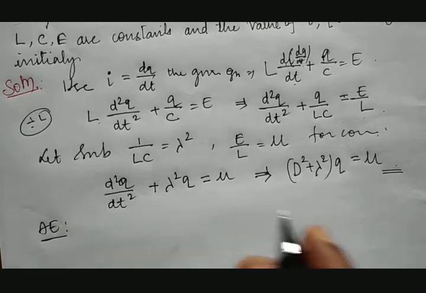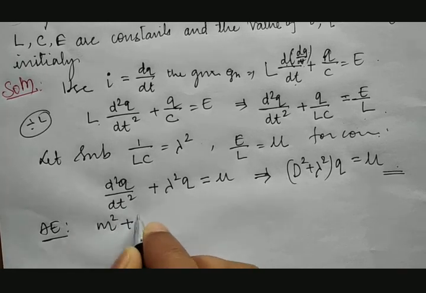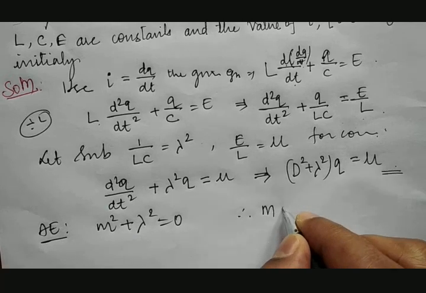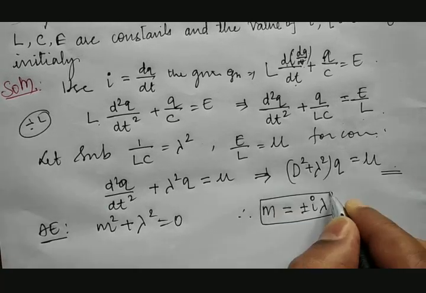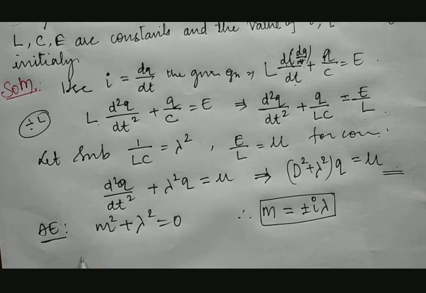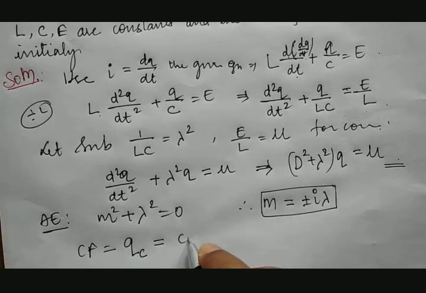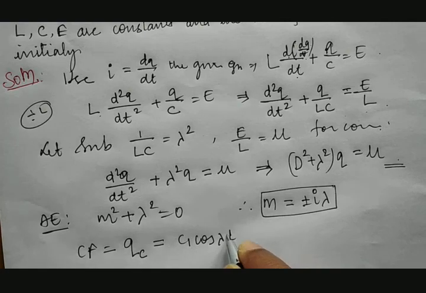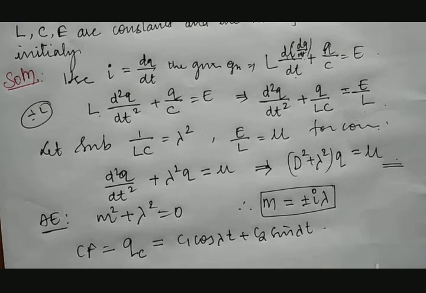Initially let us start with the auxiliary equation. How can it be written? It is nothing but m square plus lambda square equal to 0. Therefore, m is equal to plus or minus i lambda. So these are the roots. Then what will be the complementary function? I'll take it as Qc because Q is a function. Therefore, it becomes C1 into cos lambda t plus C2 into sin lambda t.